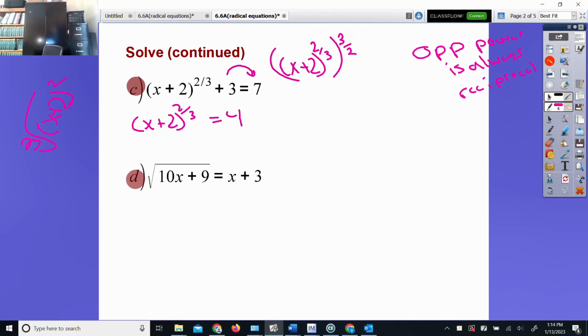Not necessarily the opposite. It's the multiplicative inverse is what it is. It's the multiplicative inverse, because if you multiply these two things together, what understood number do you get? 1. They cancel out to that understood first power. Let's raise this up. So, what's 4 to the 3/2? Is that what your calculator told you?